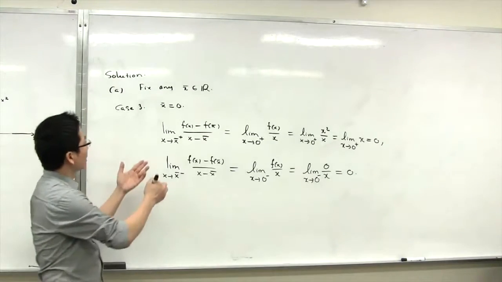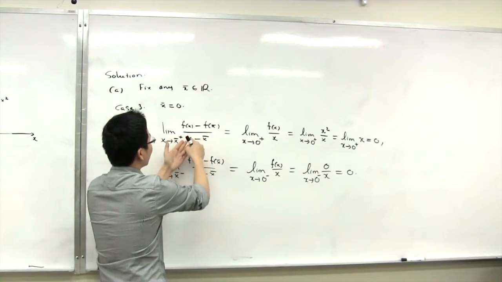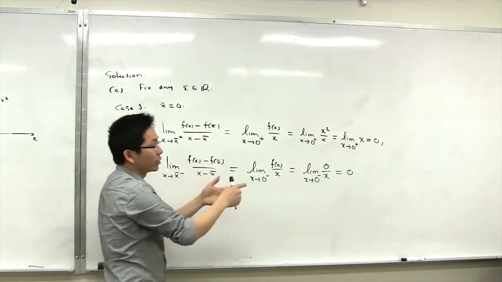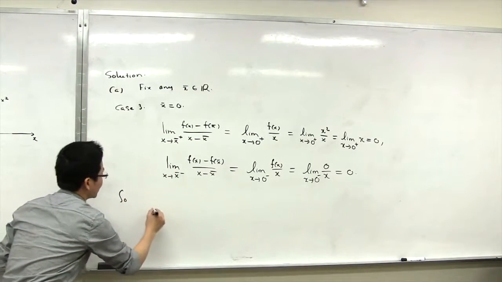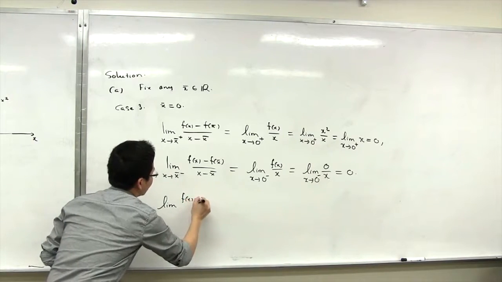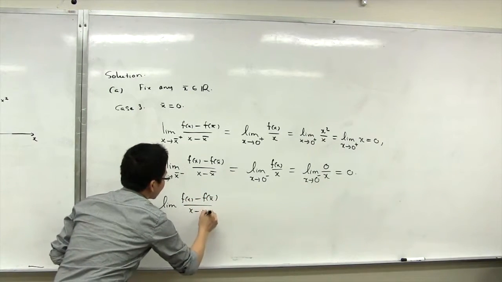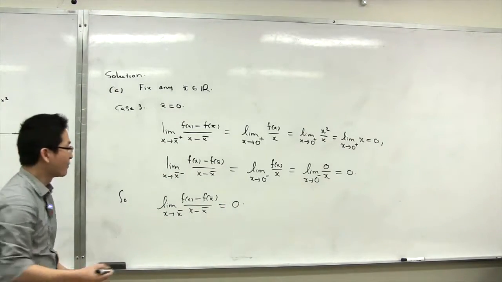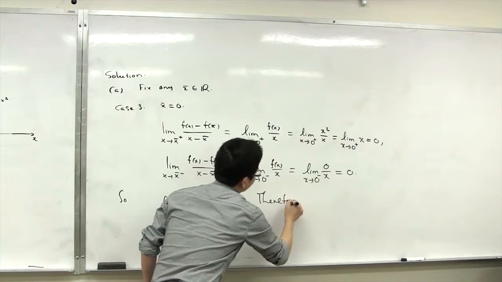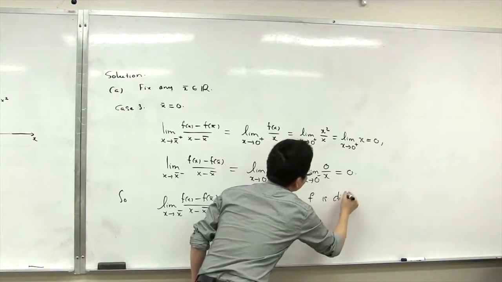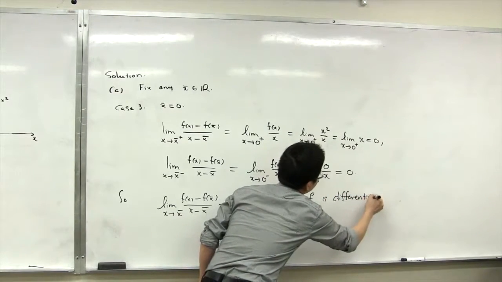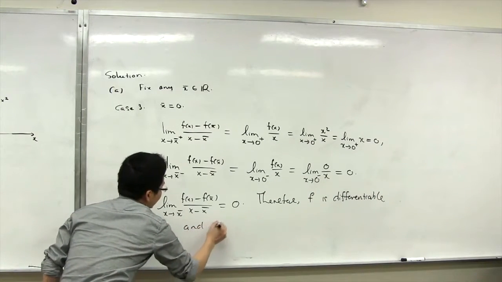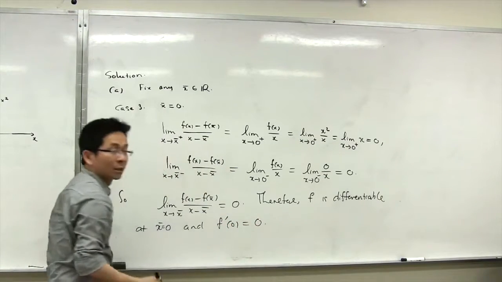So we have seen that the limit of f of x minus f of x bar over x minus x bar as x approaches x bar from the right and from the left are both 0. So the limit of f of x minus f of x bar over x minus x bar as x approaches x bar is equal to 0 in this case. Therefore, f is differentiable at 0. And the derivative of the function at 0 is equal to 0.